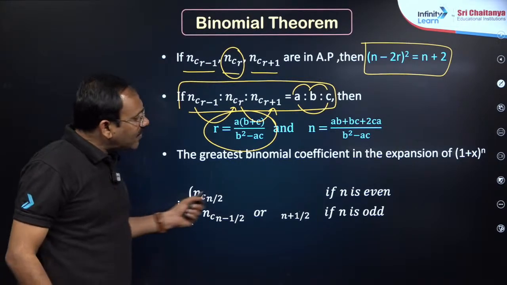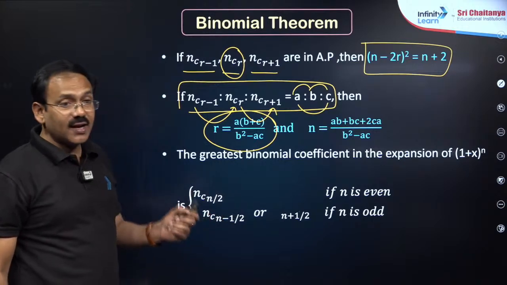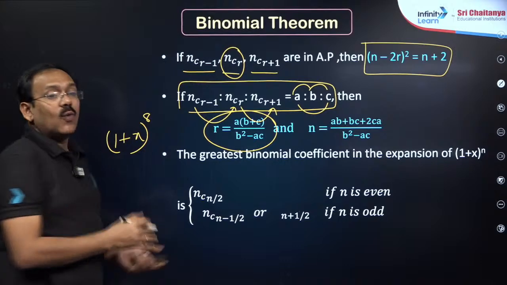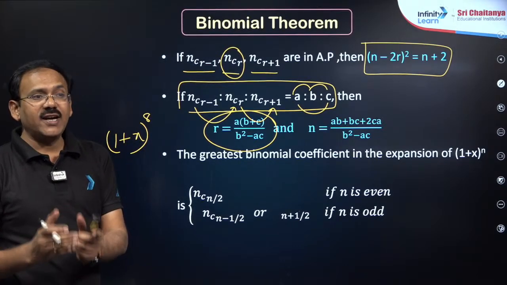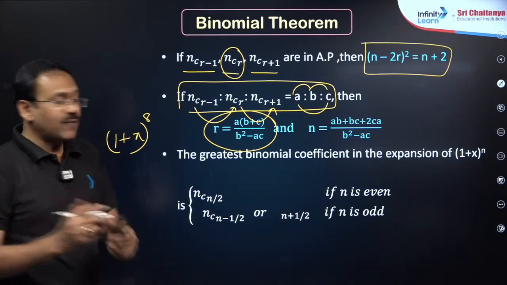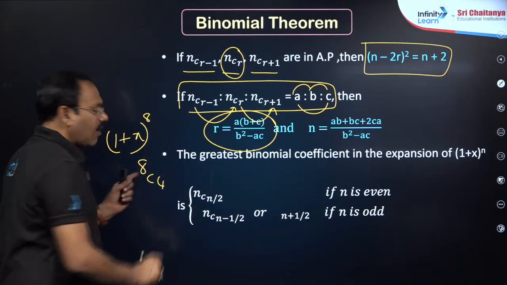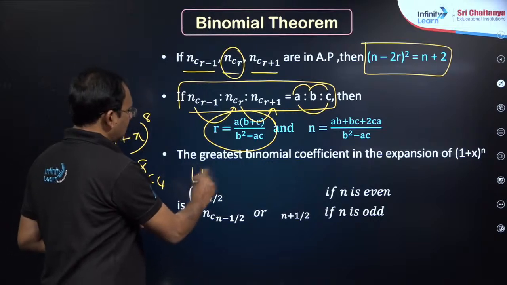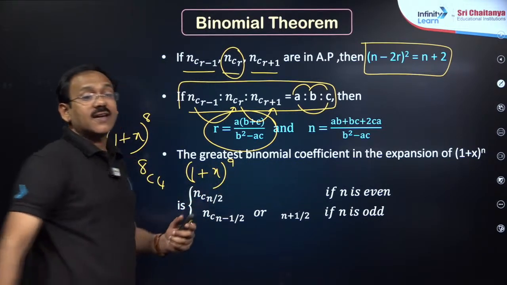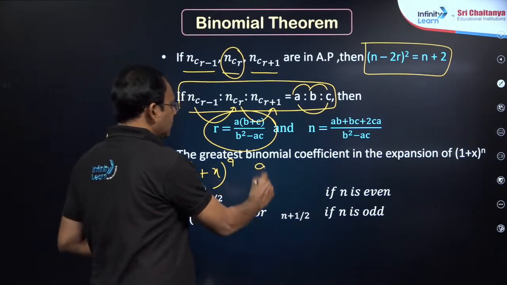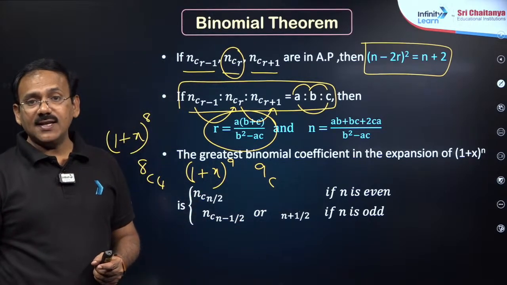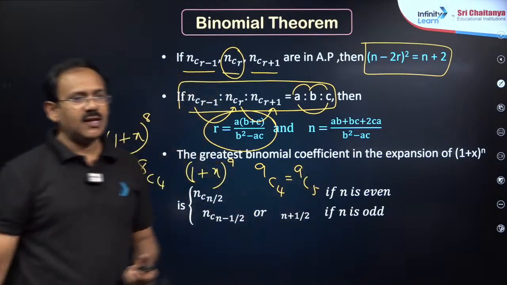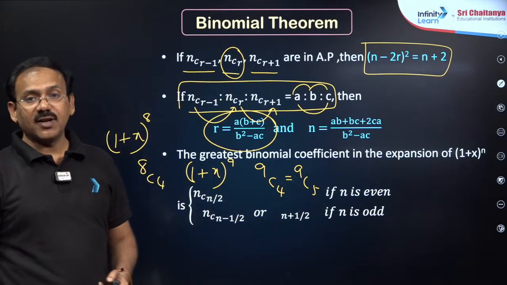And among all the binomial coefficients of (1+x)^n, what is the greatest? That means (1+x)^8 is given. What are the binomial coefficients? 8C0, 8C1, 8C2, ..., 8C8. Of those, what is the greatest? Simple, 8C half of this, 8C4. Suppose if it is odd, my dear friends, (1+x)^9, what is the greatest binomial coefficient? 9C half of this. Half of 9 is 4.5, so you can write 9C4 or 9C5. Both are the same anyhow. So that is going to be the greatest binomial coefficient.